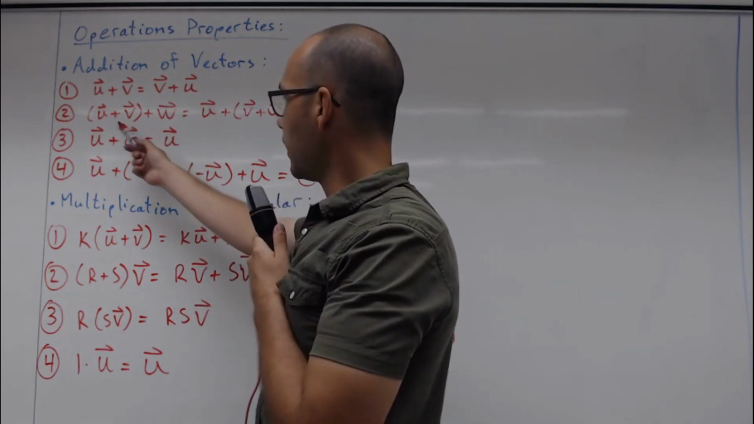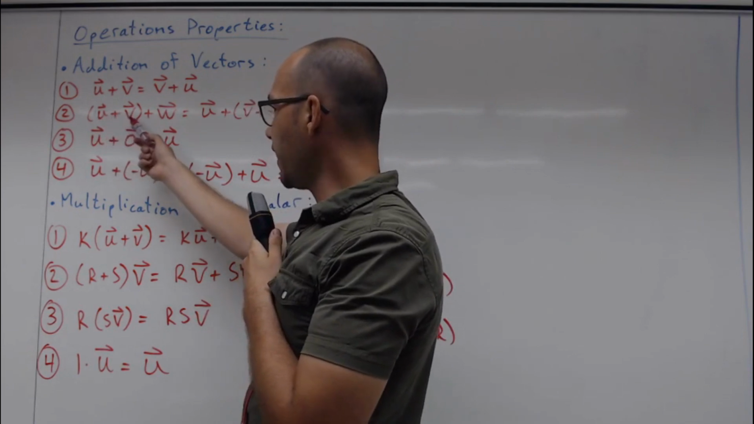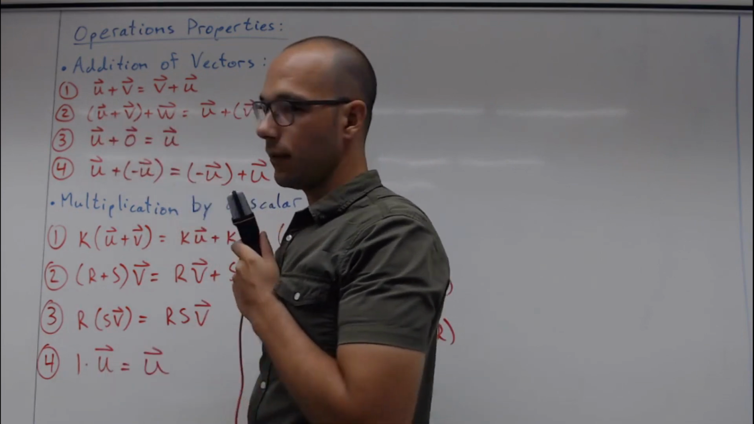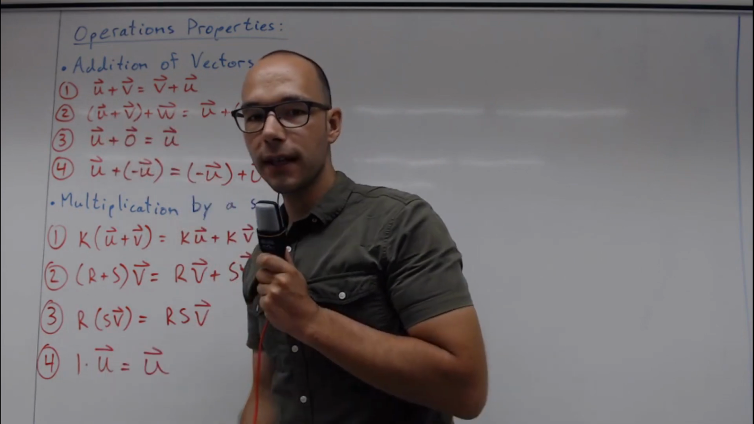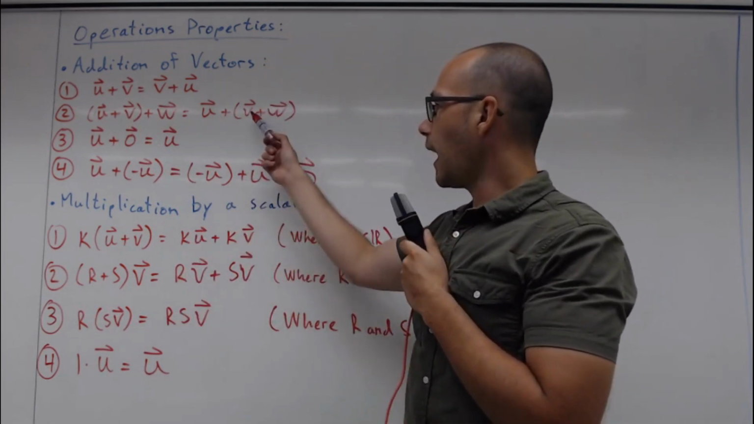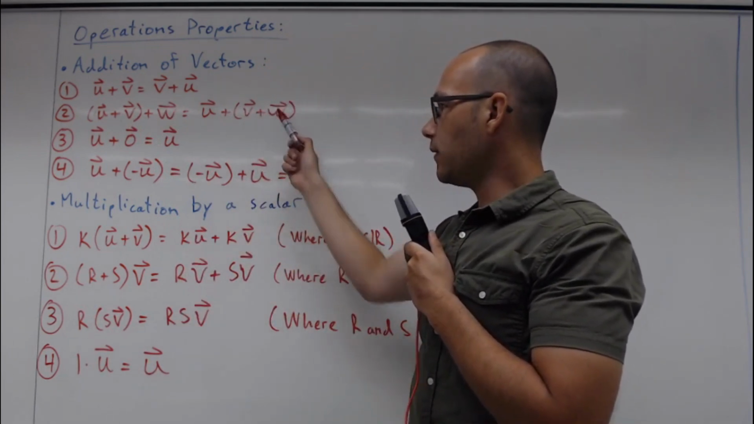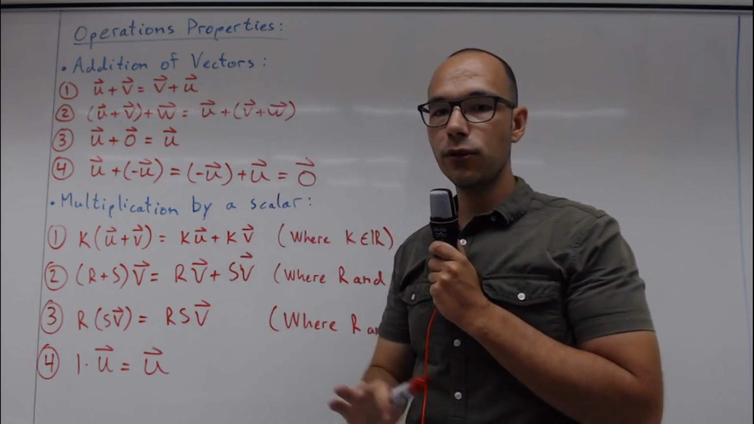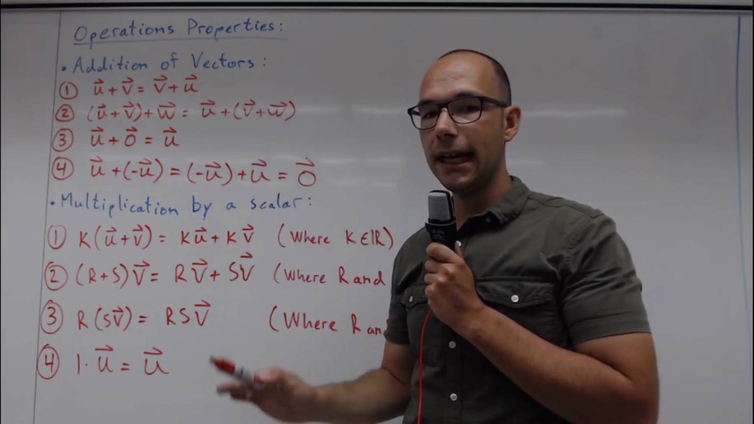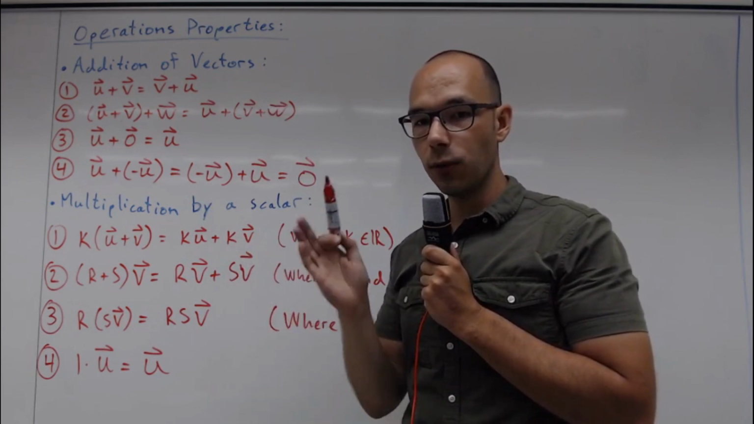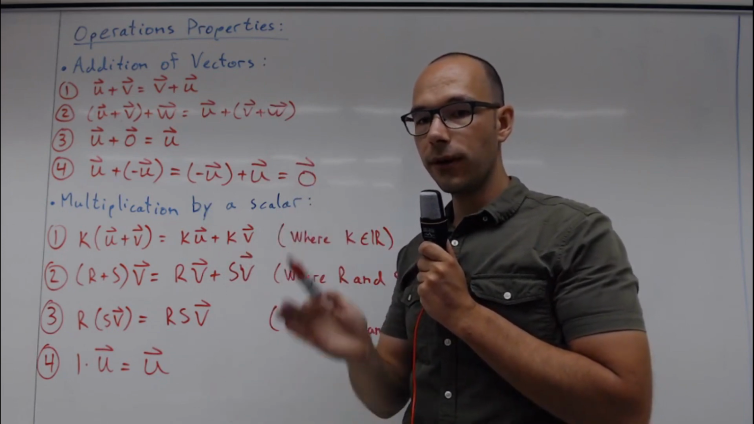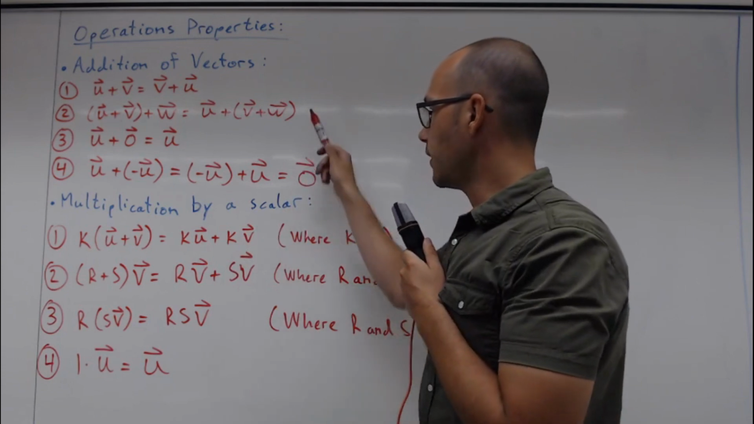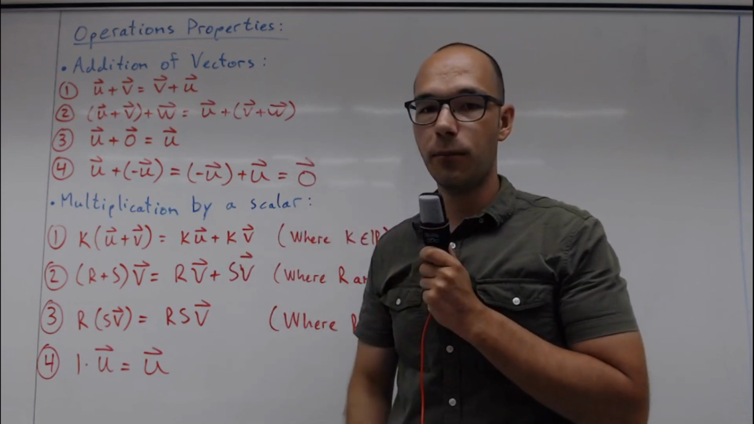Second one, if you add u plus v first and w afterwards, it's the same as adding v and w first and then adding u. So you can do the addition in any order and it will still work. You can use the order that you choose. So this is a really nice property.